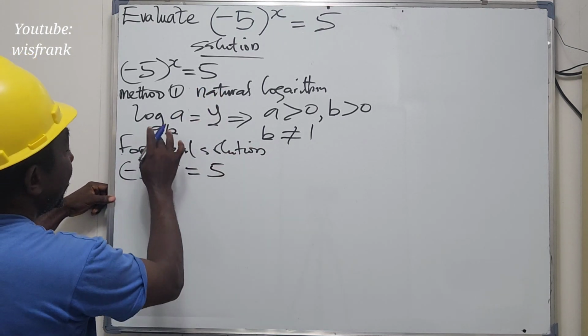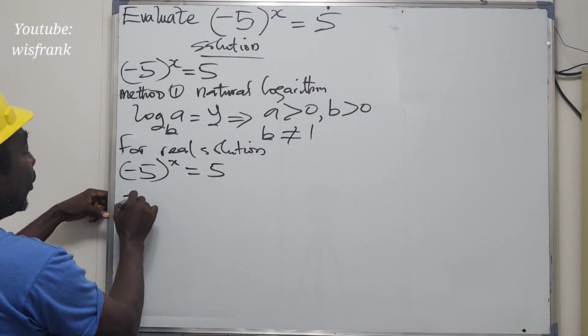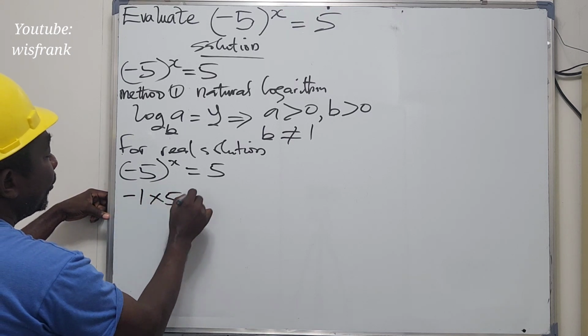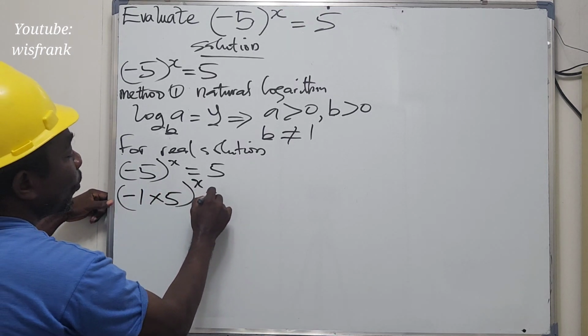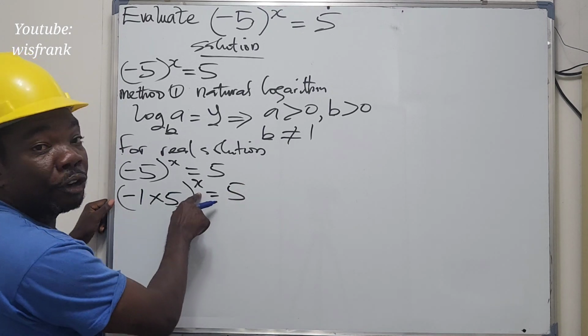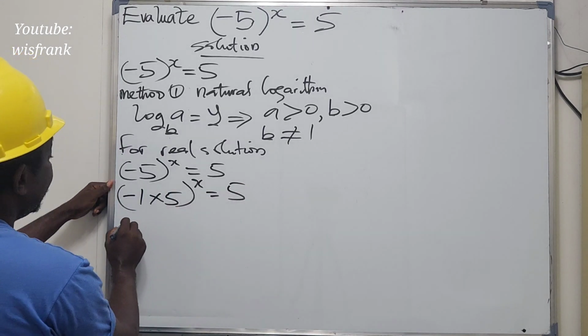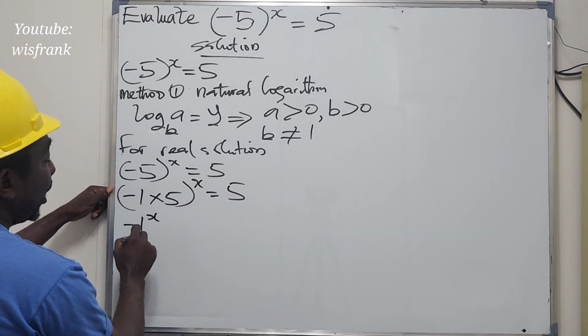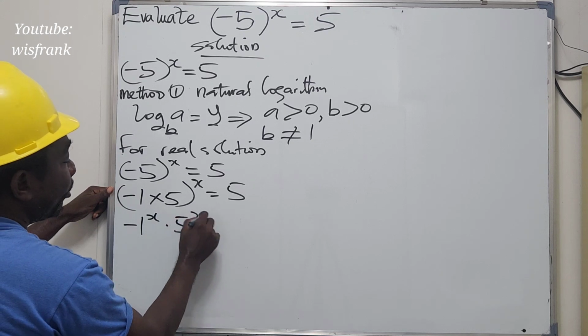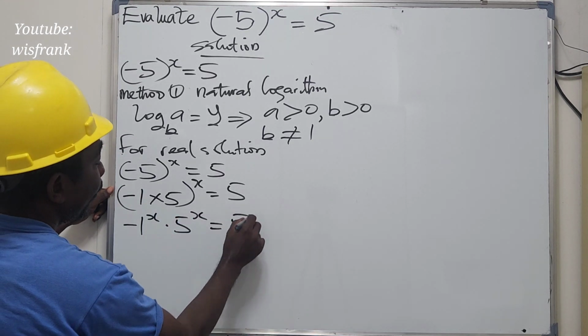So for the real solution, we are given (-5)^x = 5. This is the same thing as (-1 times 5)^x = 5. So we can distribute the power. This is the same thing as (-1)^x times 5^x = 5.